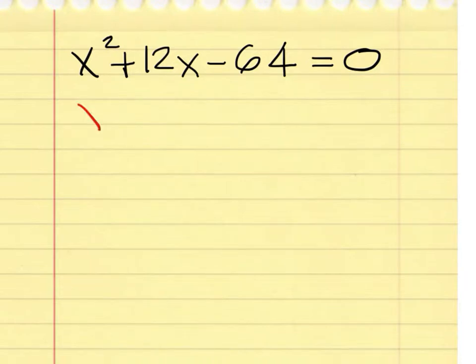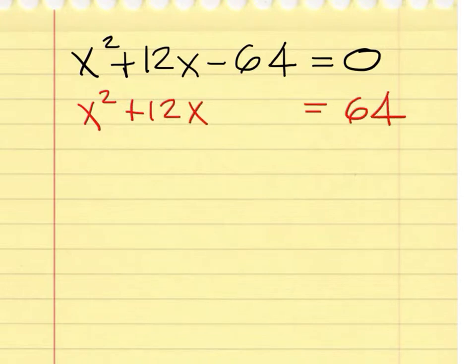So that's what we will do. X squared plus 12x equals 64. What do I do next? Carver. You gotta split that 12. Yeah, you got to cut the 12 in half. That's right. So half of 12 is 6.